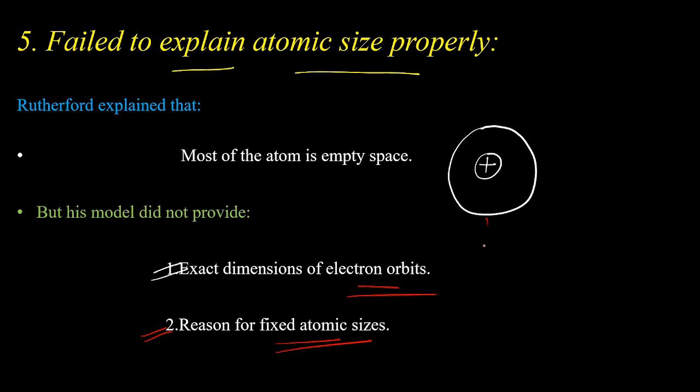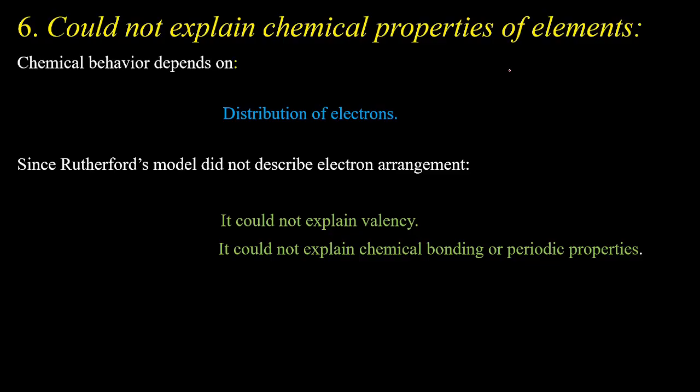The reason for fixed atomic size: every atom has some fixed size. Every orbit where the electrons are rotating has some fixed size. But Rutherford's atomic model could not explain that. It just explained that most of the atom is empty space. So Rutherford's atomic model is totally silent or could not explain atomic size properly.